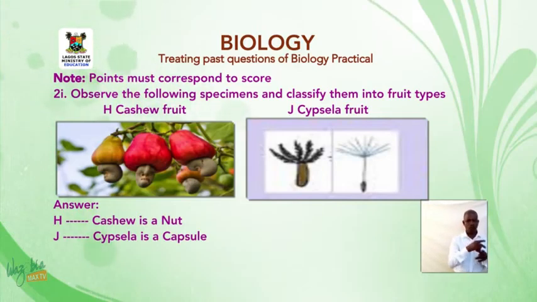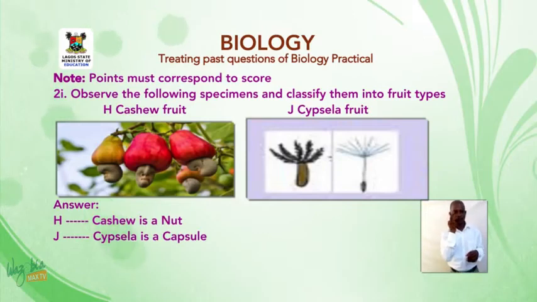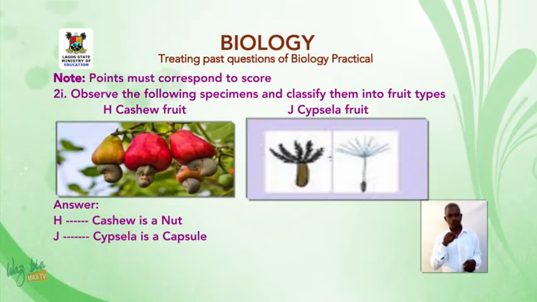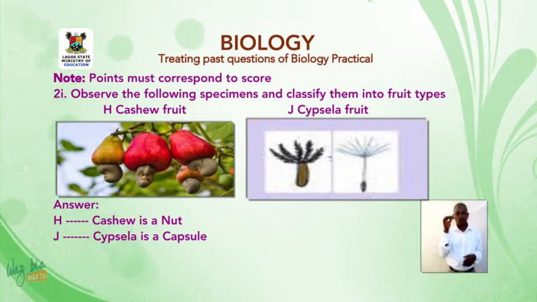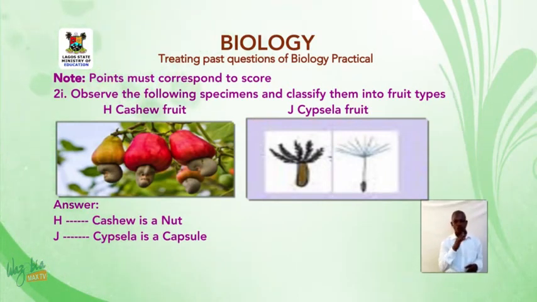Observe the following specimens and classify them into fruit types. What are the specimens? These are just the 2 diagrams, cashew fruit and Sesame fruit. Answer.